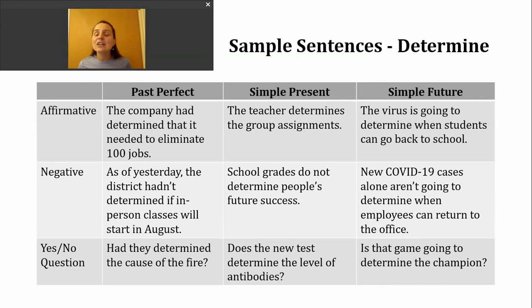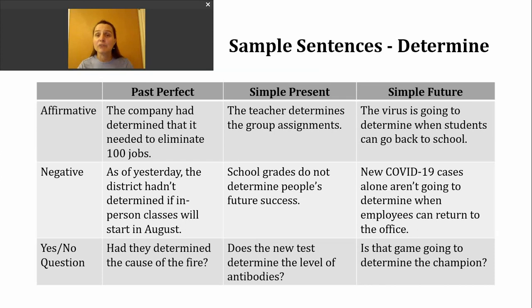Next, let's take a look at simple future. Today, we're going to practice using the be going to form of the simple future. So for this formation, we're going to use a present form of be. That could be am, is, or are, depending on the subject. And after that, we'll have going to and then the base verb.